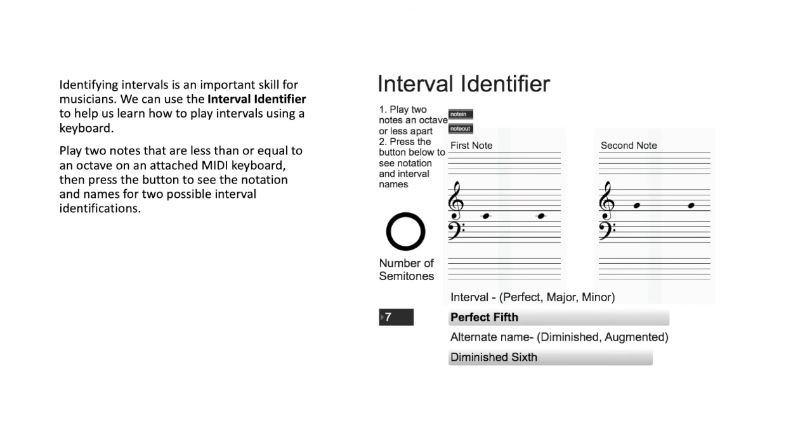Identifying intervals is an important skill for musicians. We can use the interval identifier to help us learn how to play intervals using a keyboard. Play two notes that are less than or equal to an octave on an attached MIDI keyboard. Then press the button to see the notation and the names for the two possible interval identifications.